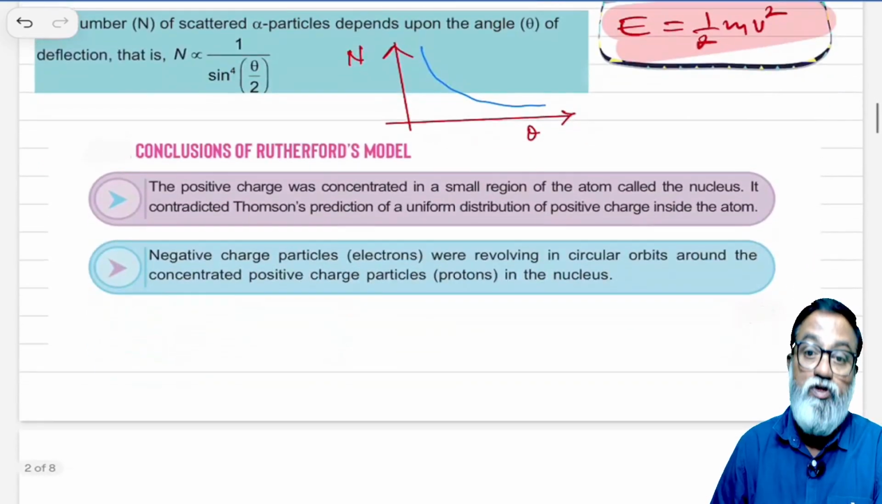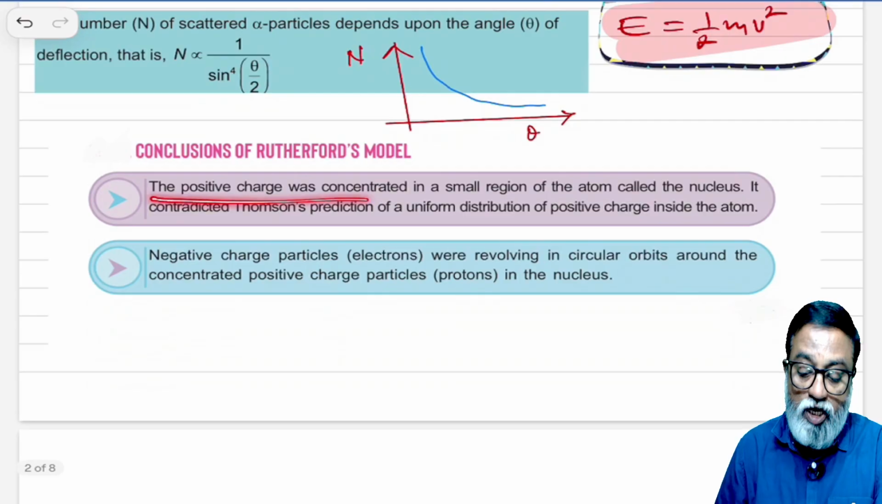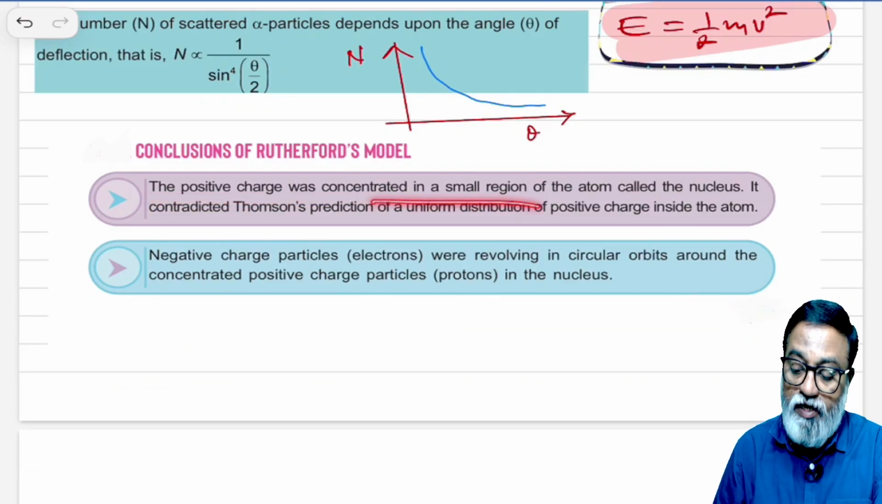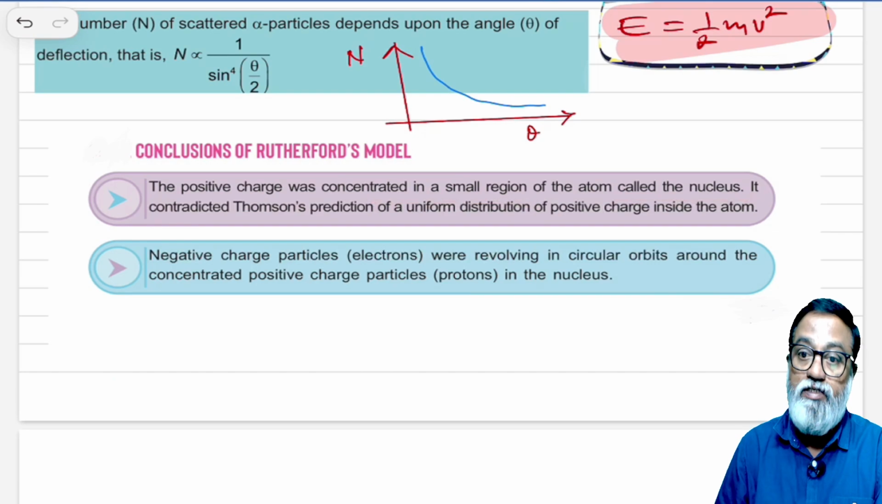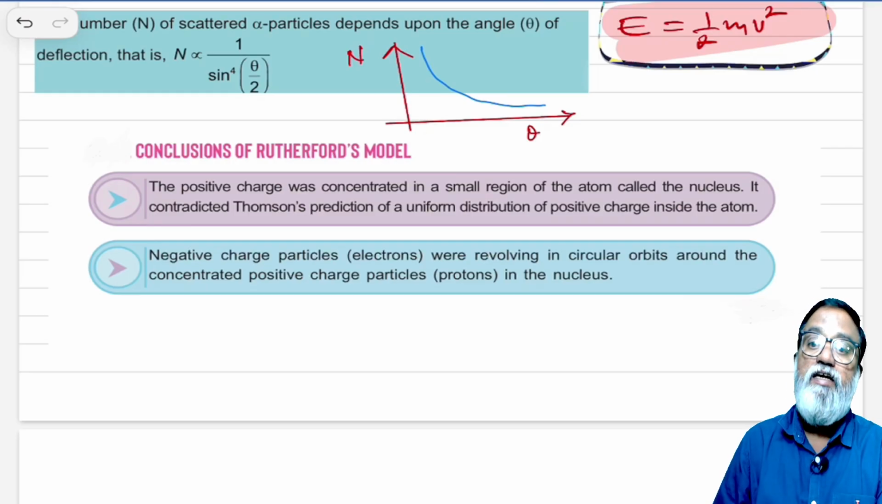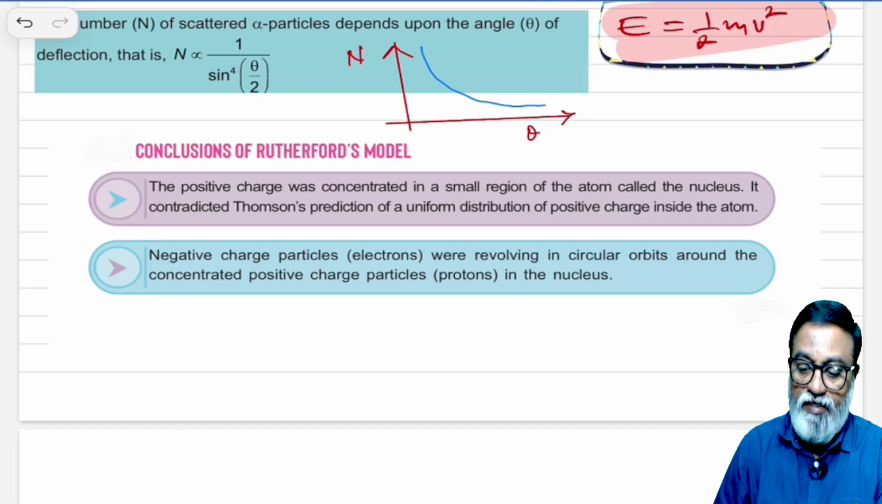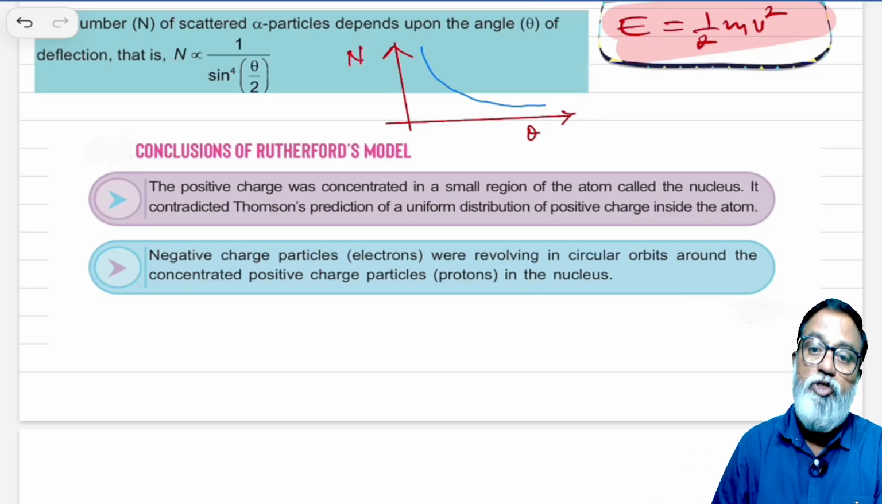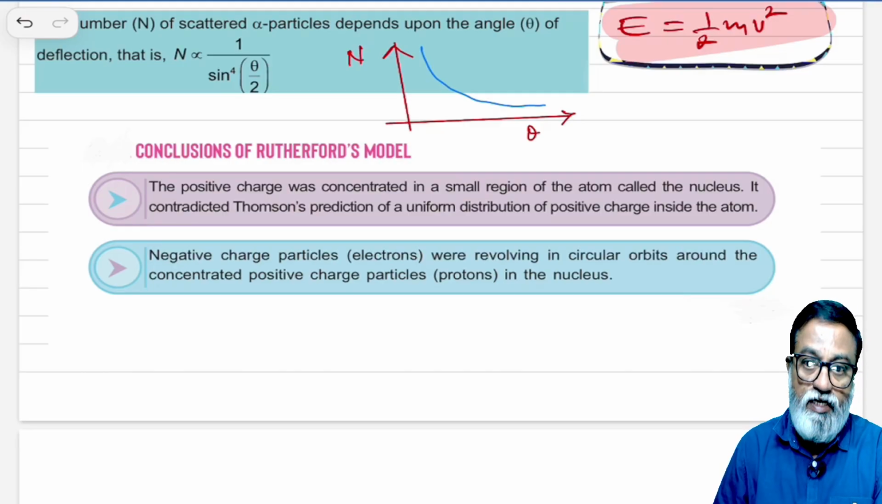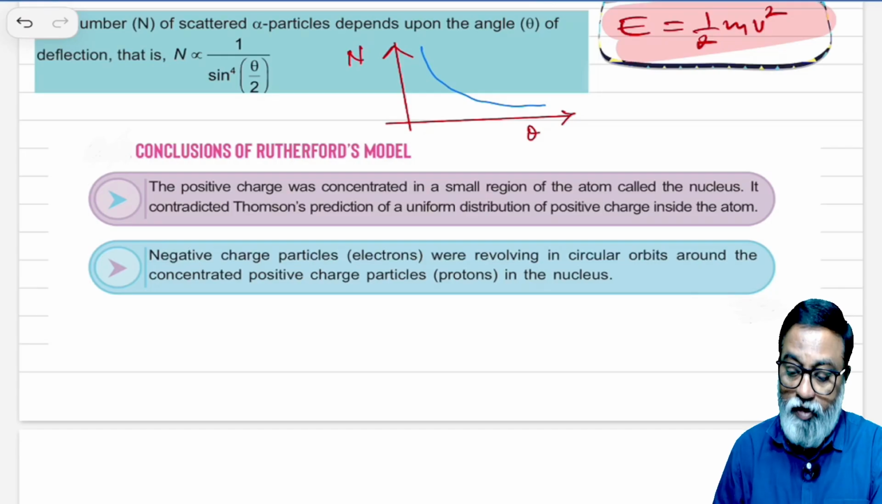And the conclusions of the Rutherford model: the positive charge was concentrated in a small region of the atom called the nucleus. Here, in alpha particle scattering, many alpha particles are undeflected, passing through the gold foil. Only a few are deflected more than 90 degrees, that is 1 in 8000. Very few are reflected back, at an angle of scattering of 180 degrees. That is the reason the total positive charge of the atom is concentrated at the center. That central part is called the nucleus.